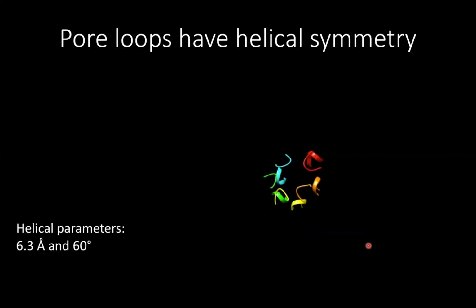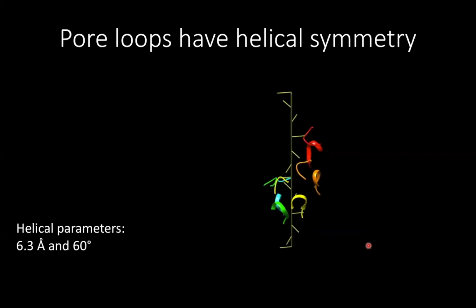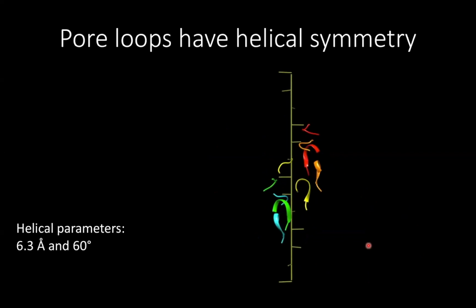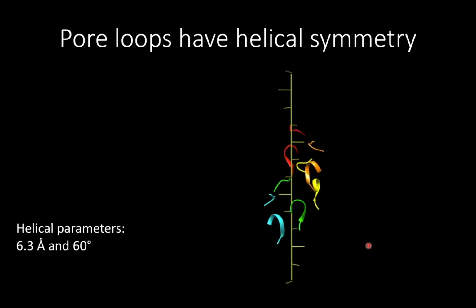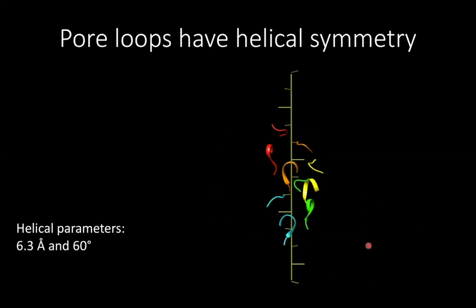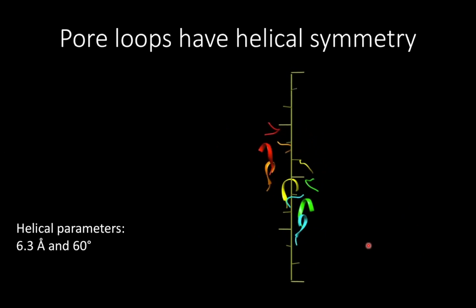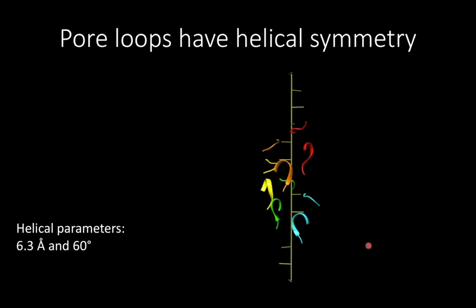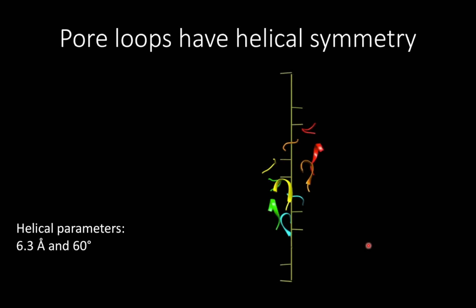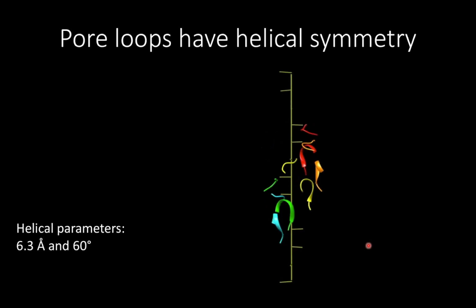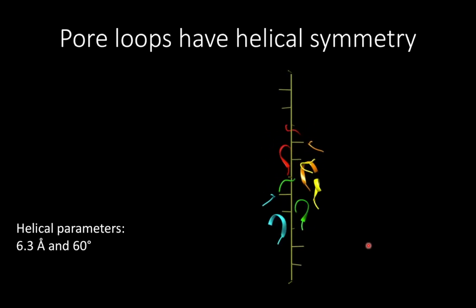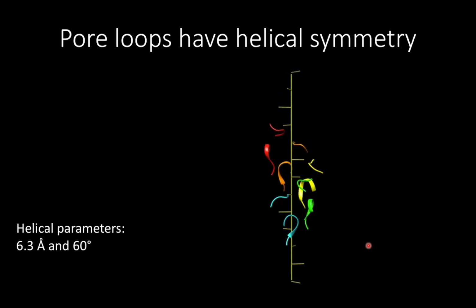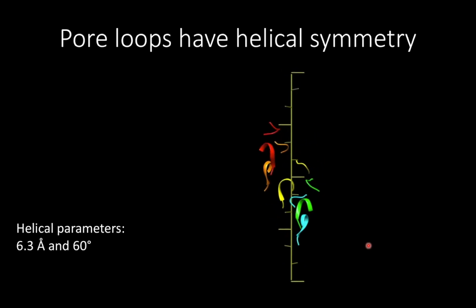And we can demonstrate this by drawing a line along the helix axis, and then spokes from that to the Pore loop 1 residues of each of the subunits. And when you do this, you can see that it's a right-handed helix that, as you go from one subunit to the next, rotates 60 degrees and translocates 6.3 angstroms. And this is a very special symmetry in protein structure, because it's the symmetry of a beta strand.